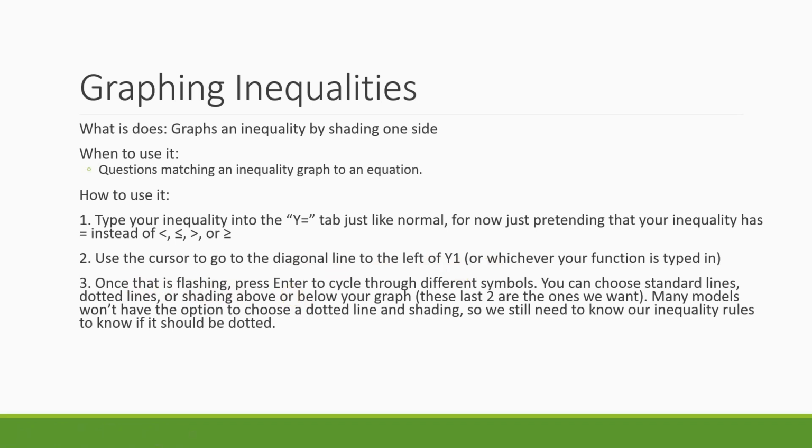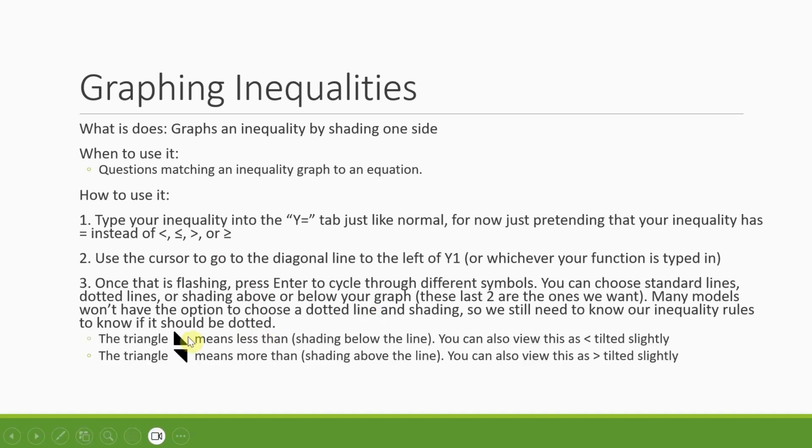And those are all going to display different things. You can choose between your standard line, dotted lines, sometimes a thicker line, or you can choose to shade above or below your graph. Those last two are the inequalities. Now, different calculator models might have different options, so feel free to explore that. And do know a lot of inequalities, like if I have less than or greater than but no or equal to, I'm going to need to shade one side and have a dotted line. The calculator often doesn't have the option to do both of those, dotted line and shading, so you're going to have to at least remember your inequality rules to tell whether it should be solid or dotted.